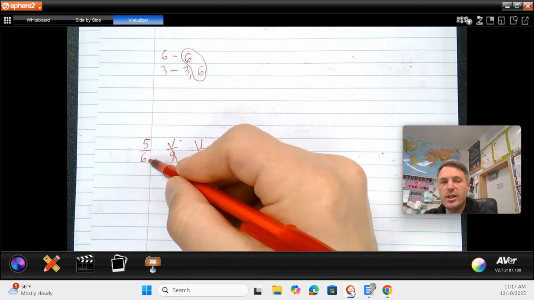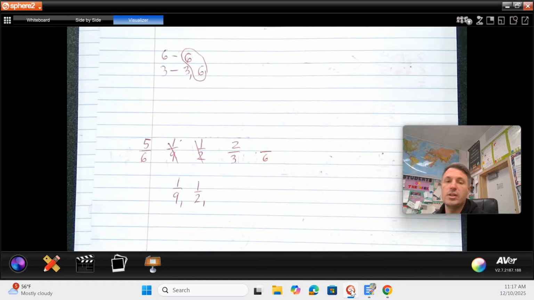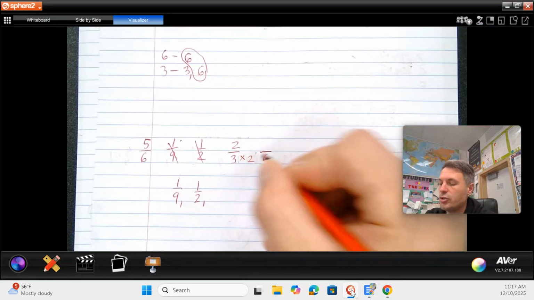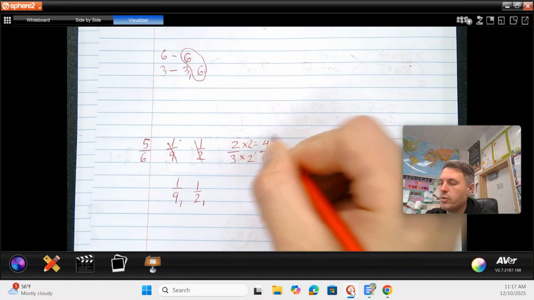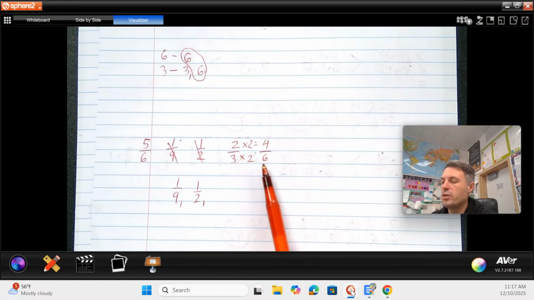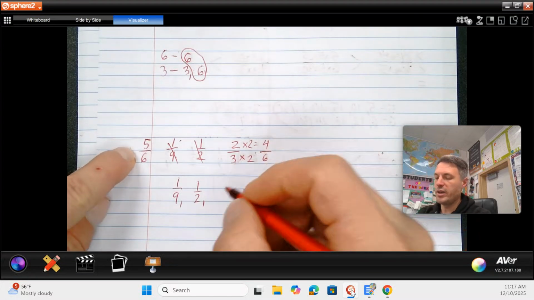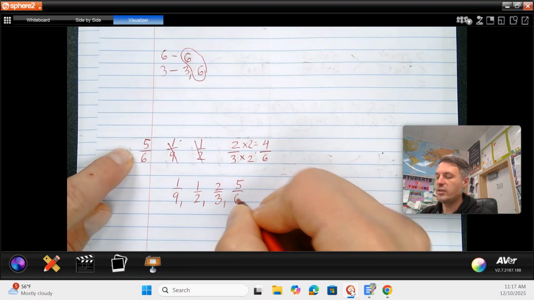So this one already has 6 as its denominator, so I'm going to make 2/3 also have 6 as its denominator. What times 3 equals 6? That's 2. And whatever I do to the bottom, I do to the top. 2 times 2 is 4. So 2/3 is equivalent to 4/6, which is smaller than 5/6. So the next fraction would be 2/3, and the biggest fraction would be 5/6.